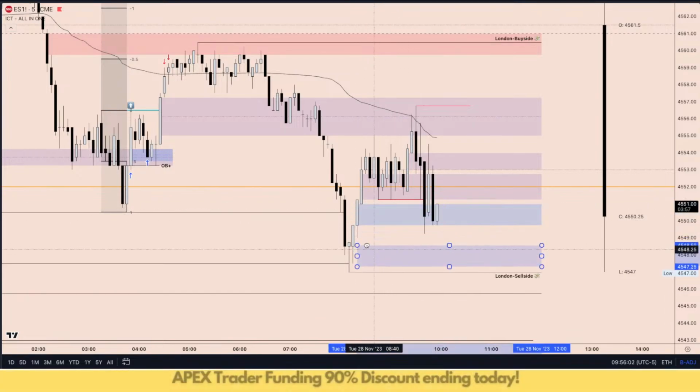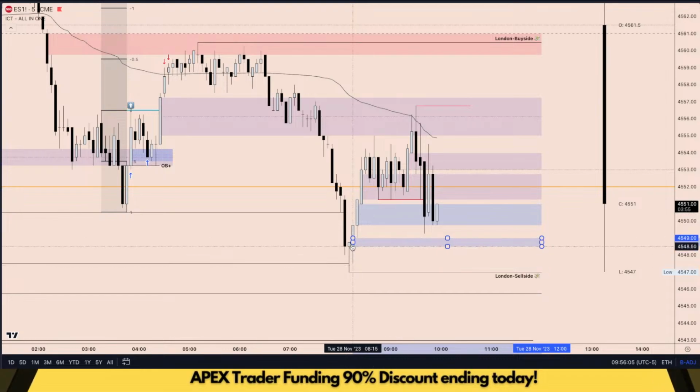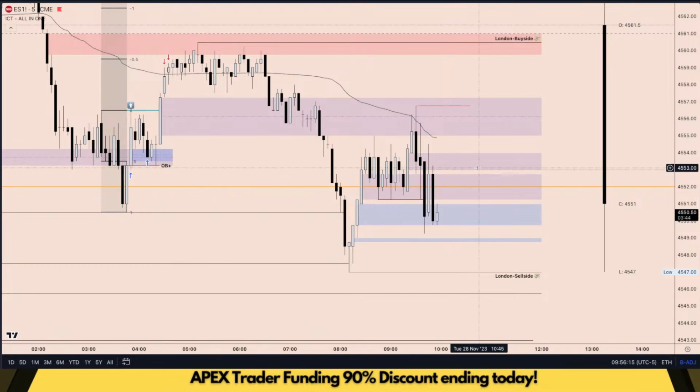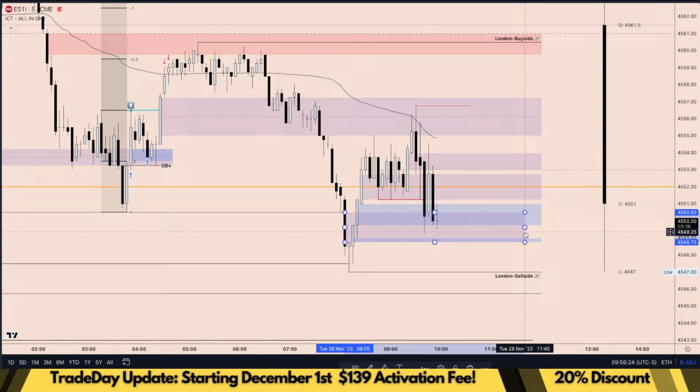And our last level of defense before taking that out would be this one tick wide bullish fair value gap right here. We also have an inversion fair value gap here to the left, but I don't want to draw up thousands of boxes, but we get the idea. Inversion fair value gap after taking sell side. That's where we're holding support right now.